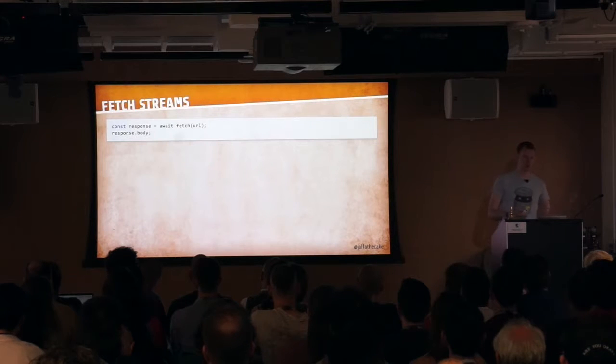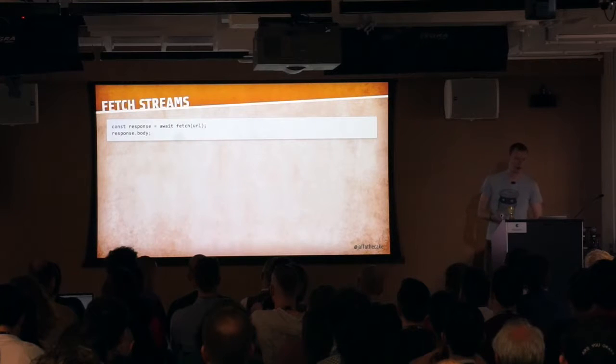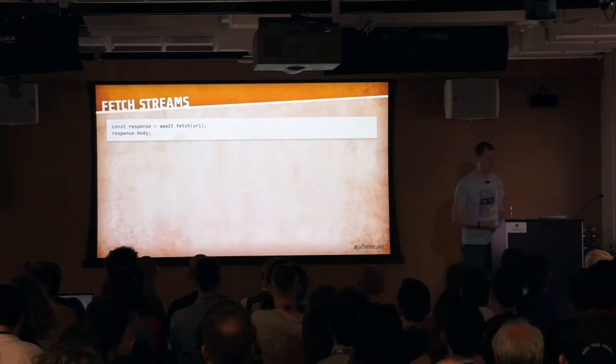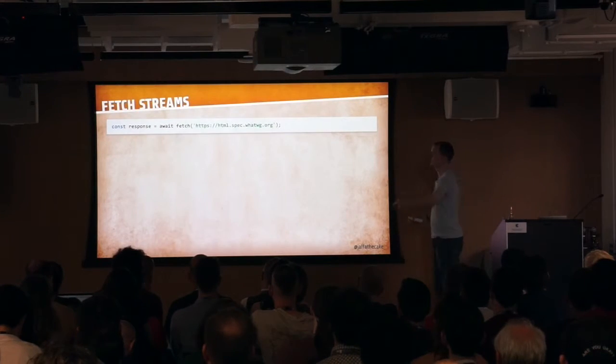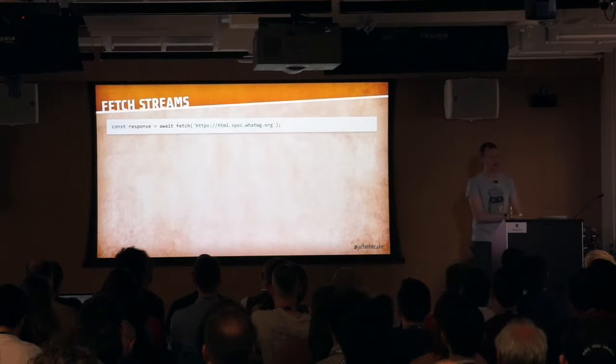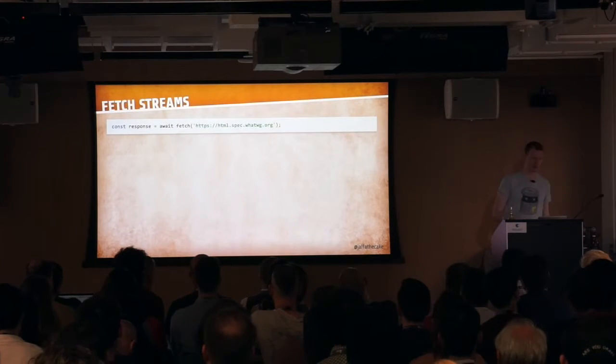The response.body actually landed in Chrome and Opera around a year ago, so it's been there for a while. It's been actively developed in Firefox, Edge, and even Safari. Here's how you use them. So I'm going to fetch the HTML spec, because it has CORS headers, so it's something we can do. But we want to read it as a stream.